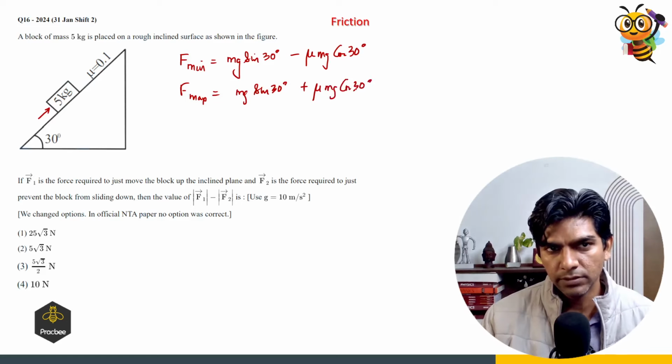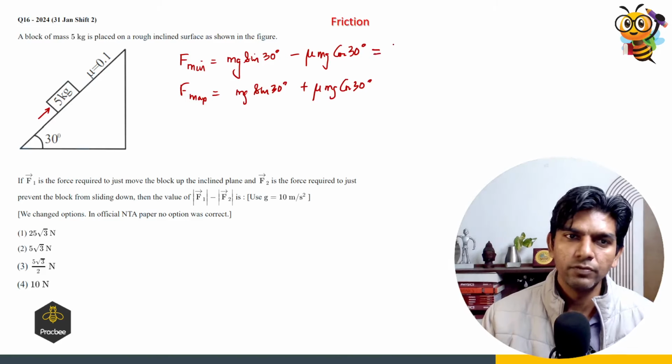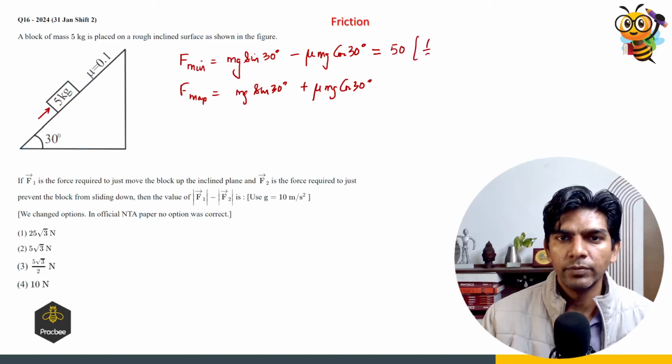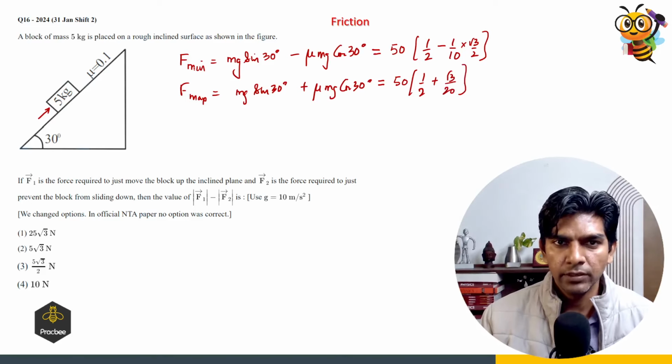So we have been given mass, and the coefficient of friction is also given. So let us substitute the value. So this comes out to be, mg will be common, so it will be 50, sine 30 is 1 by 2, minus mu is 1 by 10, cos 30 is root 3 by 2. And this comes out to be 50 times 1 by 2 plus root 3 by 20. So this will be the maximum force, this will be the minimum force.